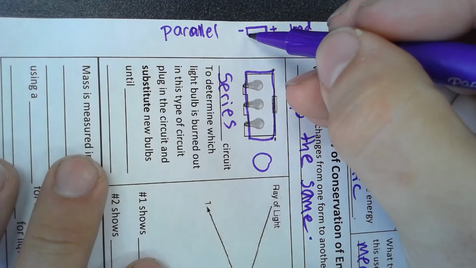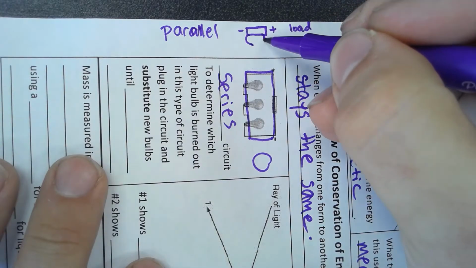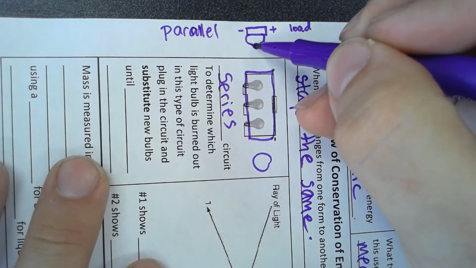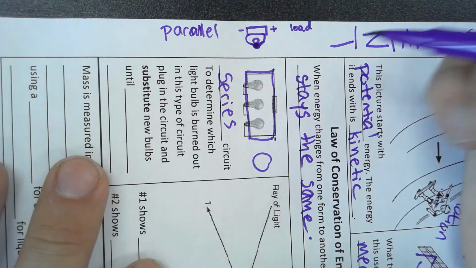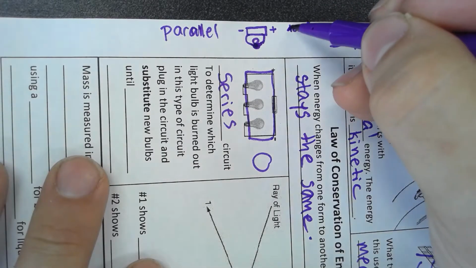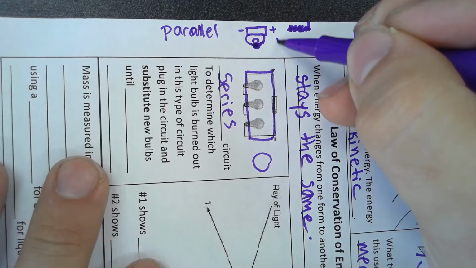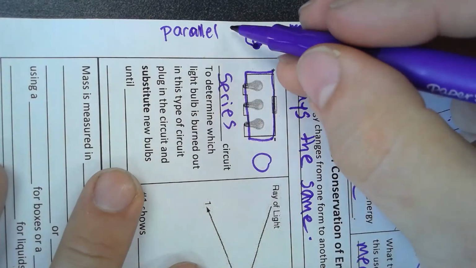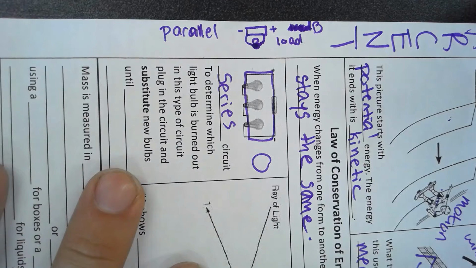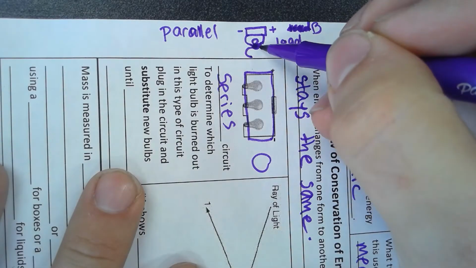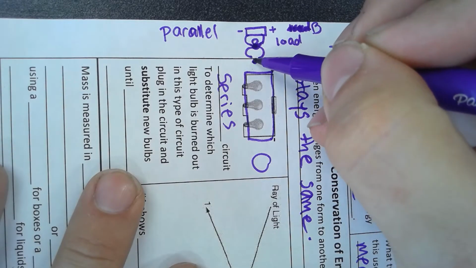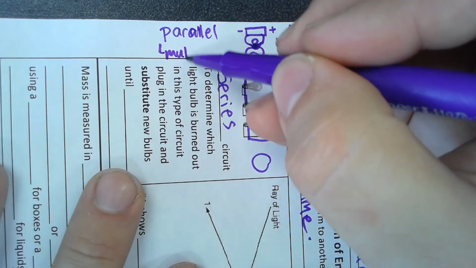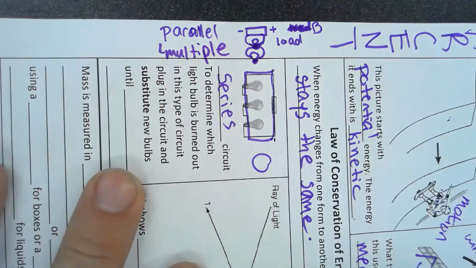Okay. And then remember, parallel circuits have multiple pathways. So we can draw a light bulb here. Actually, no, this isn't the load. This is the load. The load is the light bulb. Okay, so here's the battery. Let's call it B for battery. And remember, it has multiple pathways. Okay, so parallel, multiple pathways for the electrons to travel.